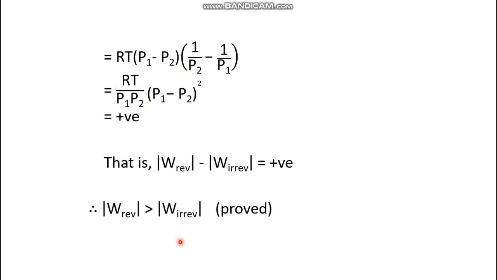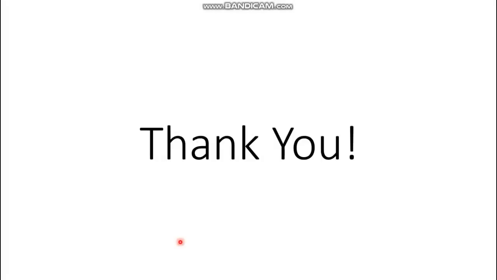So if you are doing the work in one step, then actually you are doing less work. Or on the other hand, if you are doing the work in several steps or in small steps, then you can conclude that you are doing more work. Okay, so we have come to the conclusion that W reversible is greater than W irreversible.